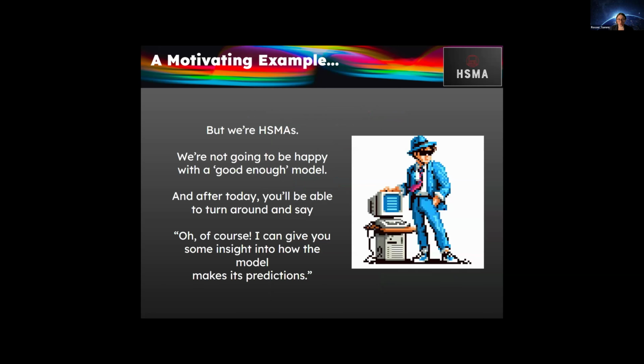We're HSMAs. We are not going to be happy enough with a good enough model. And we're also not going to be happy not being able to at least start to peel back the curtain of what on earth is going on. Now we want to be able to say, I can give you some insight into how the model makes its predictions. And with all the tools we'll teach you today, for any of the models we've worked on so far, you will be able to start doing that.